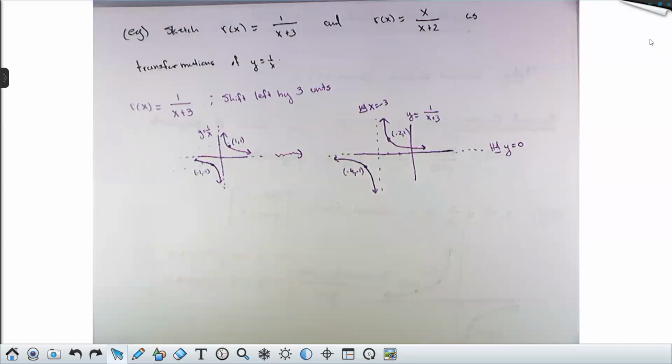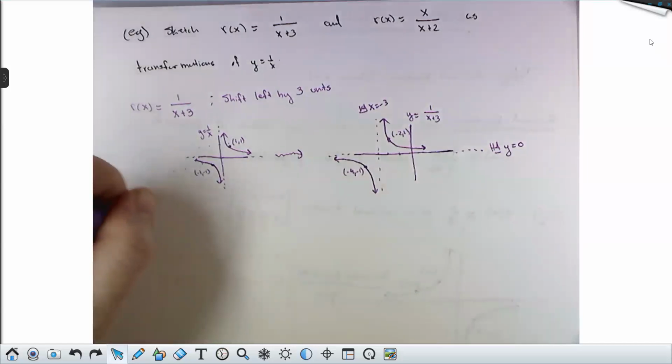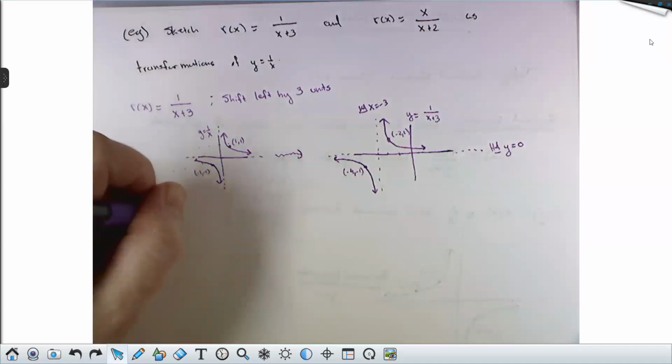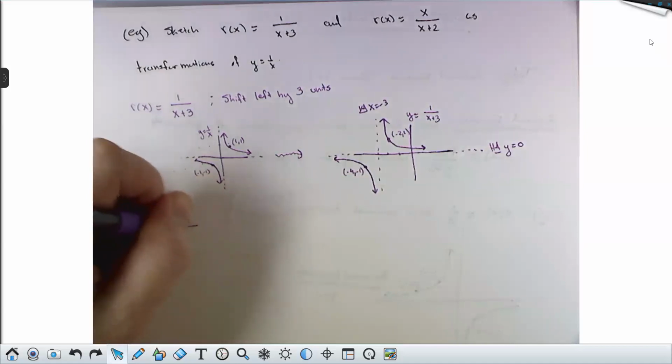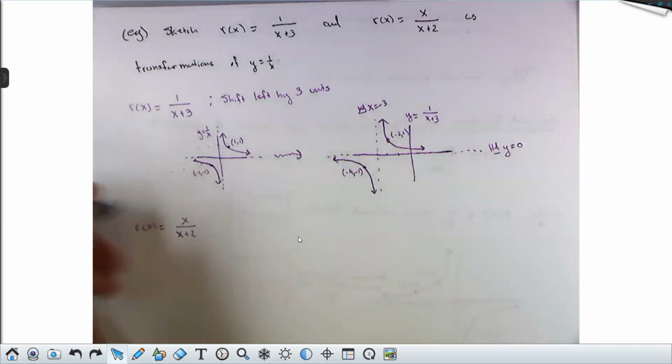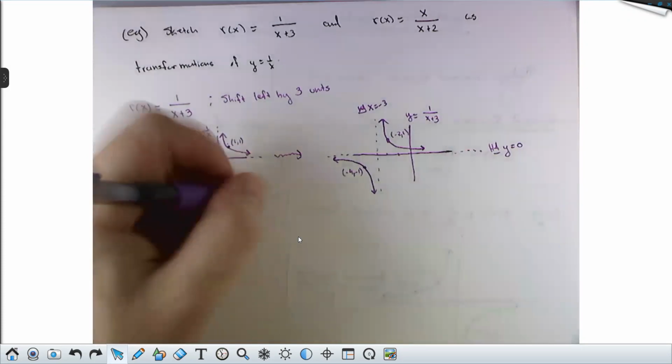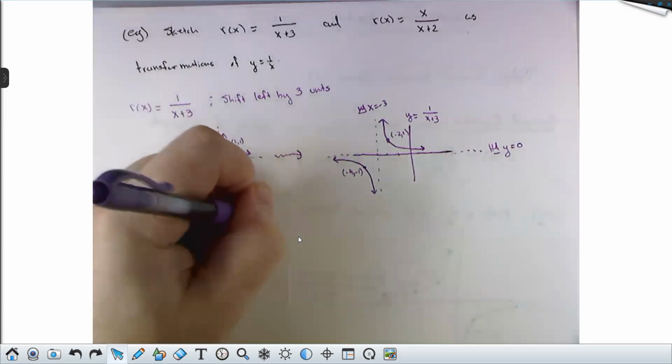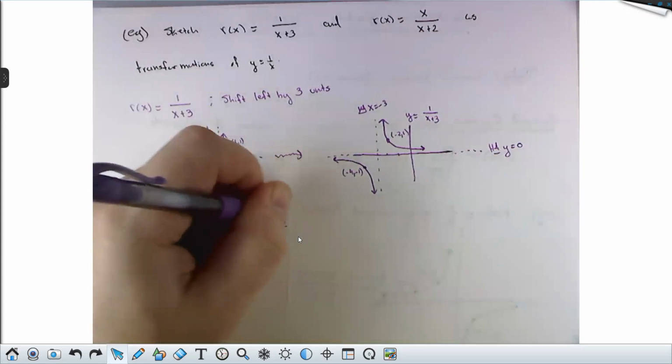Okay. The other guy, r of x equals x over x plus 2. He doesn't look like a transformation of 1 over x. Not yet. But what you can do to make this look like a transformation of 1 over x is long divide. Or I guess you could do the synthetic division. I'll do the long division. Why not? It's all small enough.